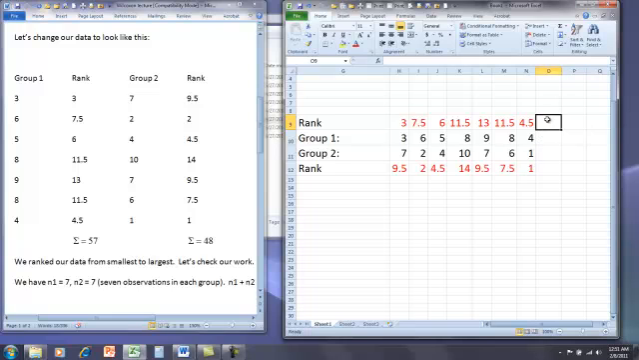And then we can just ask Excel to sum those up for us. 57 there, which is what I had. And 48. So that works out fine.